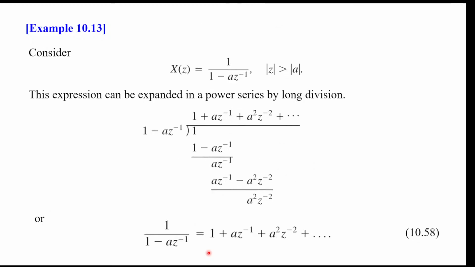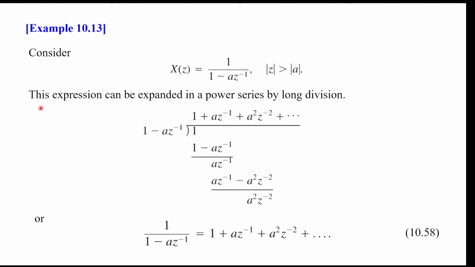Okay. And now let's talk about a more complicated case. This is a case where the ROC actually plays a role. So we have our X of z equal to 1 over 1 minus a times z to the minus 1, with ROC being outside of this a. And this example, we already know how to do the inverse z transform because this is example 10.1. But let's try to express this as a power series.